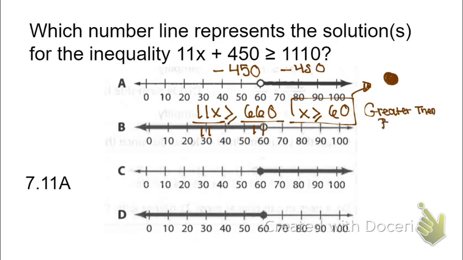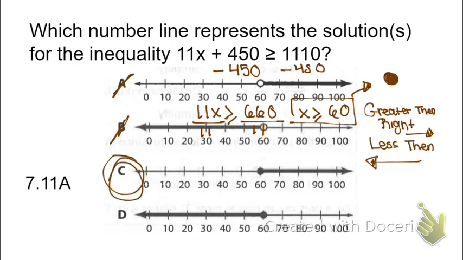Greater than goes to the right, and less than goes to the left. So in this case, by the way, because we know it's a closed circle because of this line underneath it, we can eliminate the answer choices that have an open circle. And then because it's greater than, it goes to the right. We're going to go ahead and choose C as our answer. X is greater than or equal to 60.